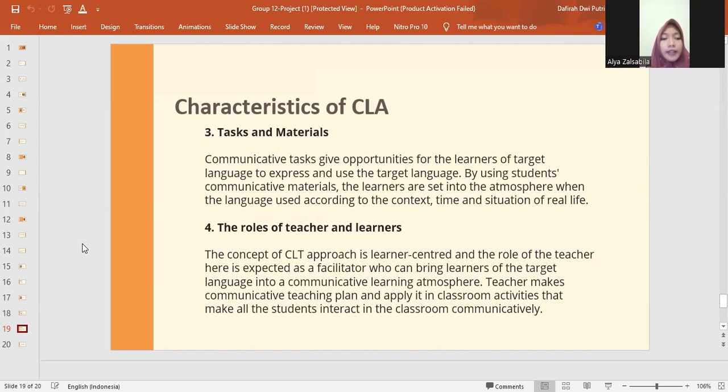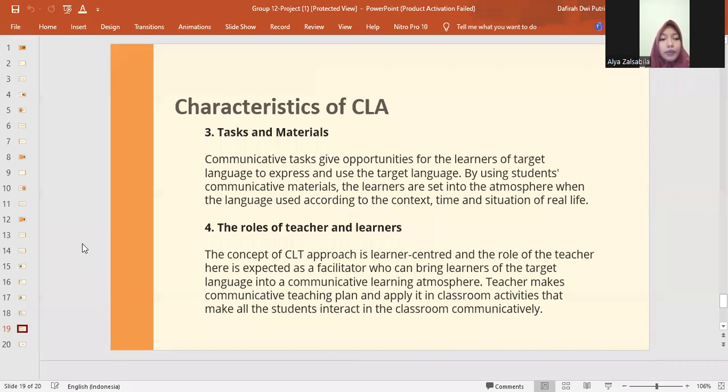Okay, and third is tasks and materials. Communicative tasks give learners of the target language the opportunity to express and use the target language. By using student communicative materials, the learners are set into an atmosphere where the language is used according to the context, time, and situation of real life.